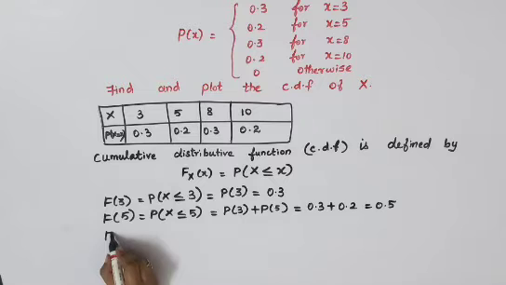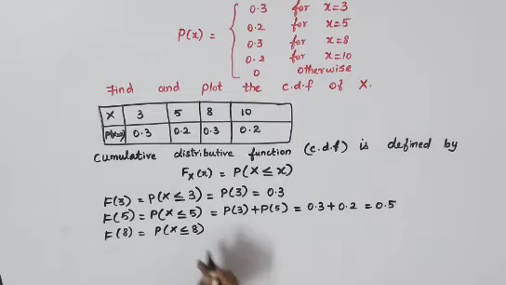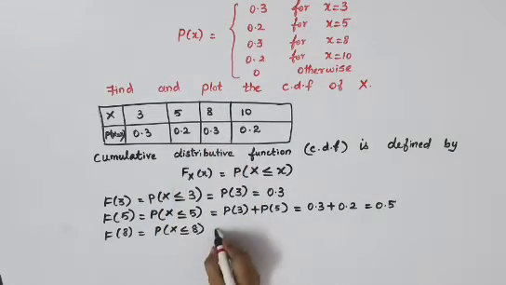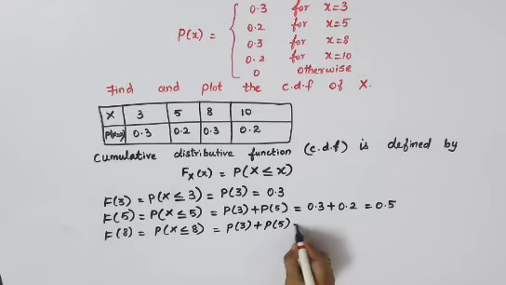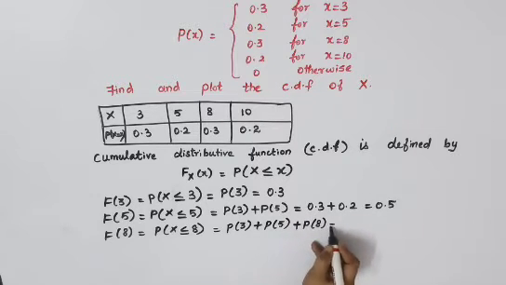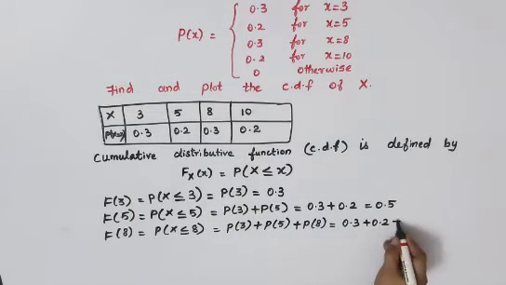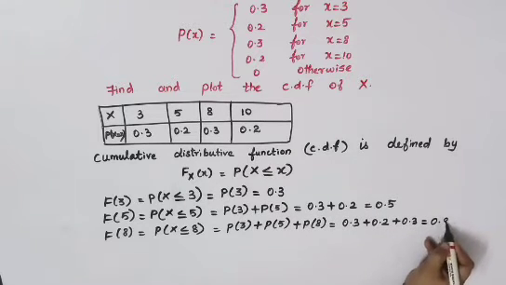The next value is 8. So F of 8 is equal to P of X less than or equal to 8. See in your table, 8 is there. Now see all the values less than 8. 3 is there, 5 is there, then 8 you will get. Since equal to is there, you can add your 8 also. So it is P of 3 plus P of 5 plus P of 8. Now write the values: 0.3 plus 0.2 plus 0.3, which is 0.8.